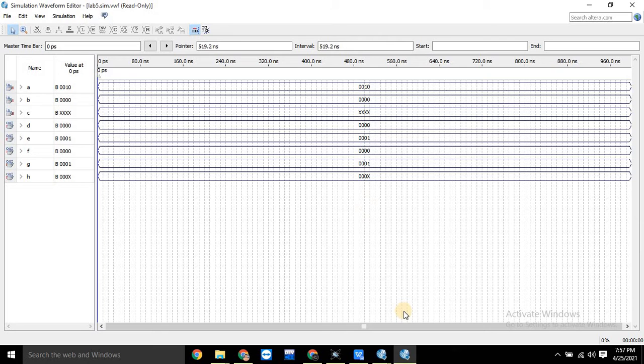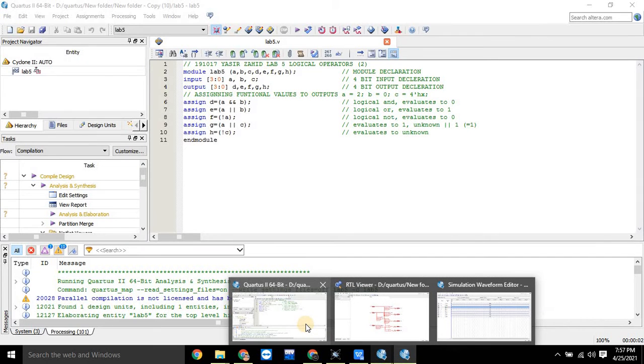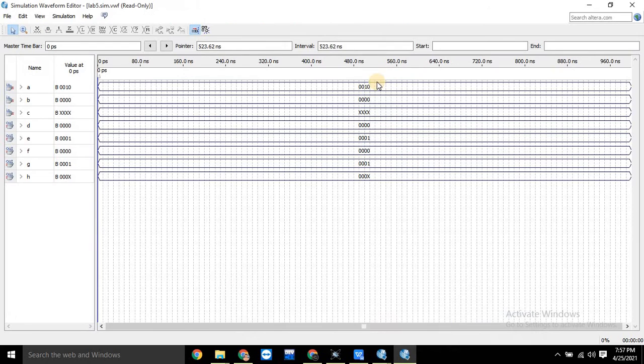And after that, coming to the third one, the third operation was NOT of A. Here we can see A signal is present. It has a bit that's active. Hence, it would have reduced its NOT to all zeros. Here we can see all zeros. None of the signals is present.